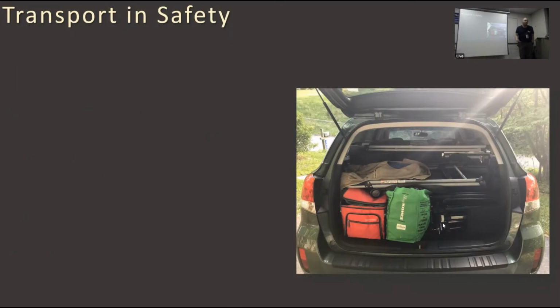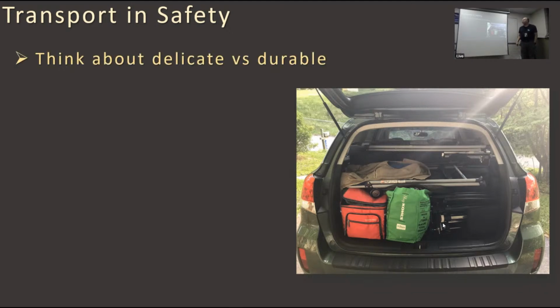You got to get from point A to point B. You got to put it in your car. Think about what's delicate and what's durable. Okay. What's in this bag? This can get bounced around. The microphone can't get bounced around though. What's in here doesn't need to be bounced around too much. Okay. And that kind of decides where things are going to go.